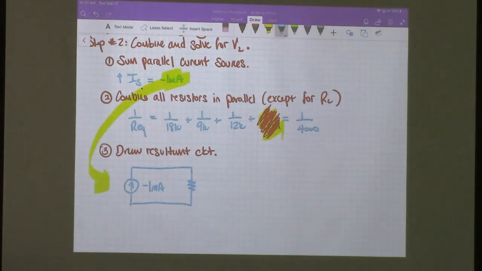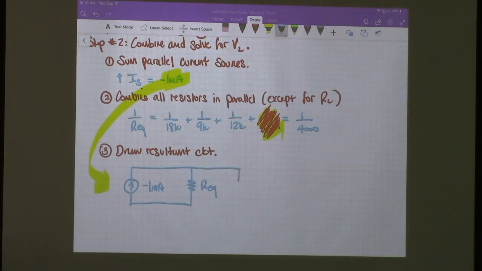All right, now let's draw our resistors. So this is the R equivalent, okay? And then we have our RL, our 12 kilo ohm resistor, but this was a current that we called IL. And we know that VL, we have to solve for what VL is.